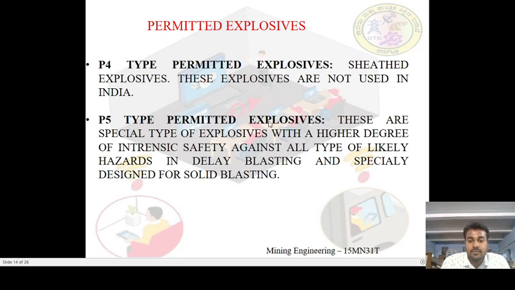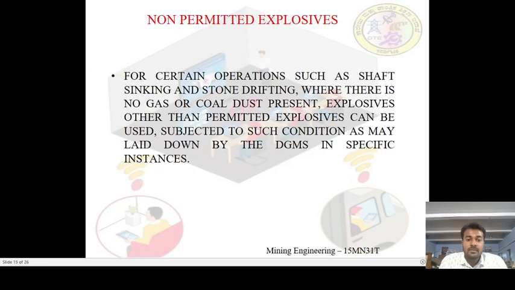The P5 type permitted explosives are special types of explosive with a higher degree of intrinsic safety against all types of likely hazards in delay blasting, and specially designed for solid blasting. For certain operations such as shaft sinking and stone drifting, where there is no gas or coal dust present, explosives other than permitted explosives can be used, subject to such conditions as may be laid down by the DGMS in specific instances.